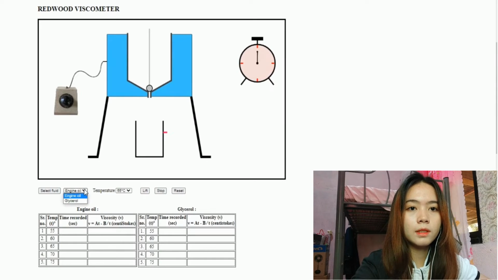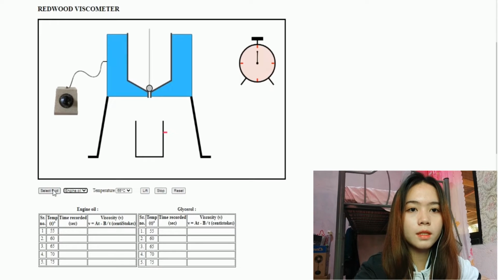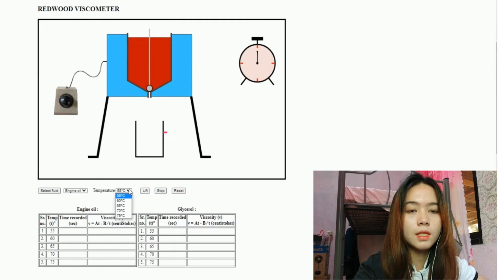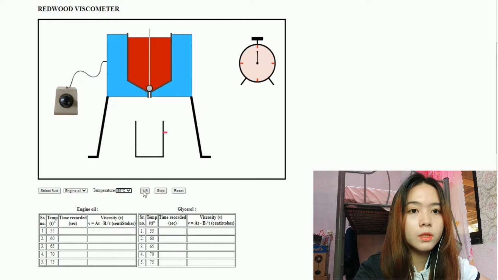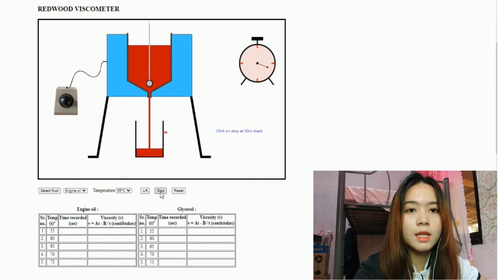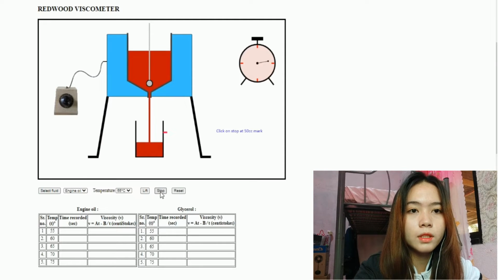First is to click on the drop-down list to select the fluid, the engine oil first, and then click on the drop-down list to select temperature. After selecting the temperature, click on the lift button. As you can see, the flow of fluid starts. Observe the rise in level of fluid in the container and click the stop button when the fluid reaches the 50 cc mark.